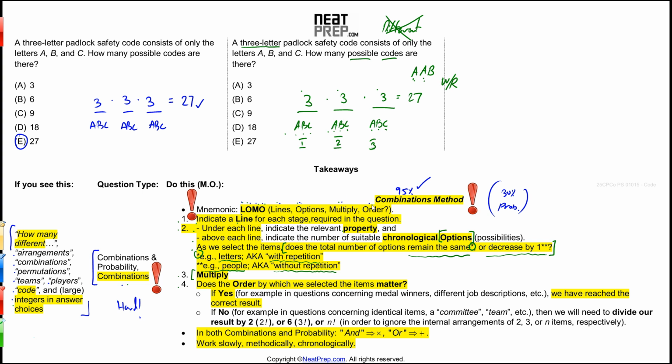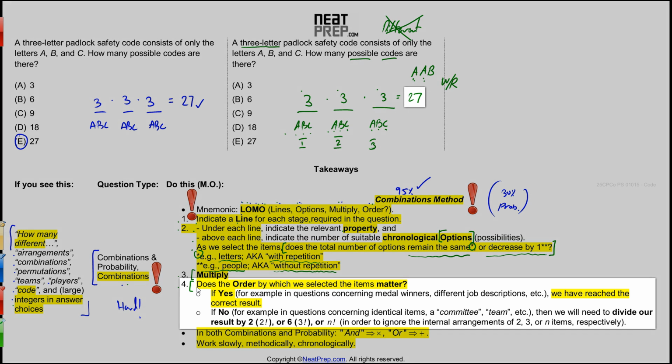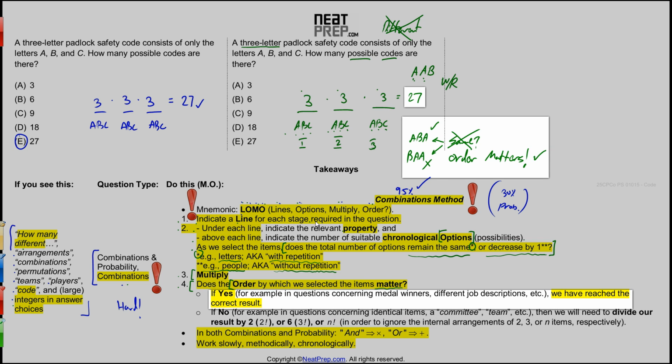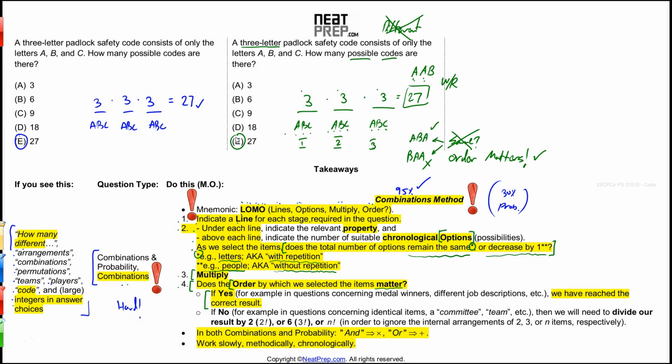O stands for order. Finally, with combinations questions, remember to always ask yourself whether the order by which you selected the items matters. For example, is an ABA code the same as a BAA code? Of course not. The code ABA might be the right code to open the lock, whereas the code BAA will not open the lock. Whenever we create codes, the order matters. Since the order does matter, we've reached the correct answer. The correct answer choice is E. We'll elaborate as to what happens when the order does not matter a bit later on.